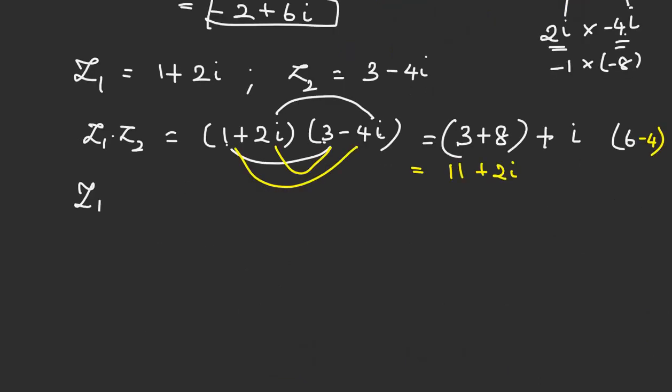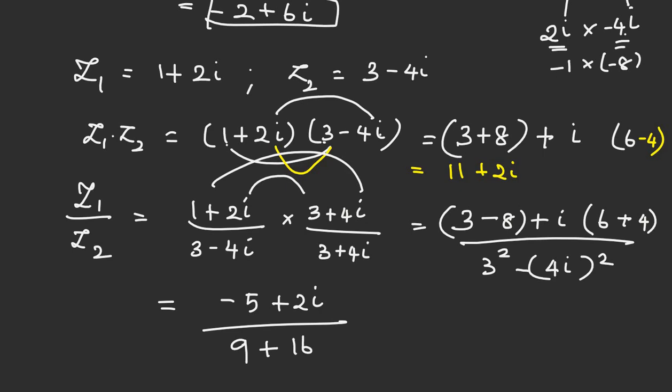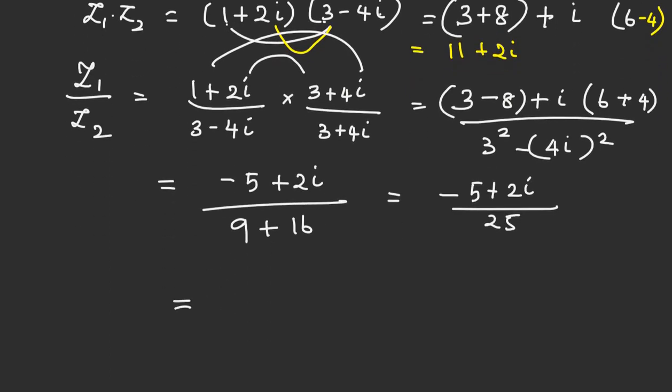When we want to divide two complex numbers, z1 by z2, which is 1 plus 2i divided by 3 minus 4i, we multiply by the conjugate of the denominator. So this gives me, multiply with 3 plus 4i divided by 3 plus 4i. Now this is equal to, multiplying 1 into 3 gives me 3, 2i into 4i gives me plus 8i squared, and so on, which is equal to minus 5 plus 2i divided by 25. Now separating the real and imaginary parts, it can be written as minus 5 by 25 plus 2i divided by 25.